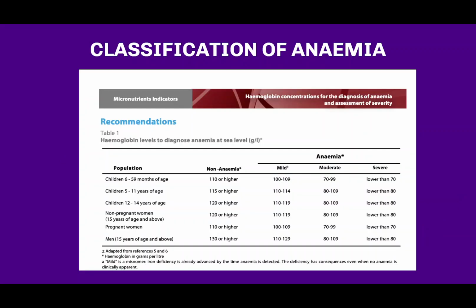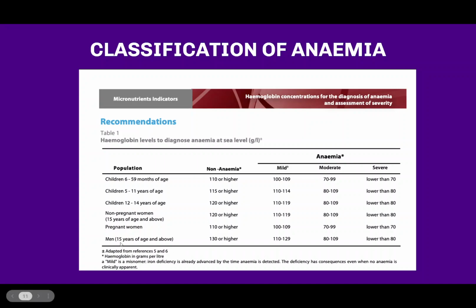So this is how we classify anemia. One way of classification of anemia is based on the severity. As I have mentioned before, WHO defines anemia based on age, gender, and physiological status. In this table, anemia can be divided into mild, moderate, and severe based on the level of HB. Please note here the HB unit is gram per liter, so it is quite different from gram per deciliter, which is usually used in our lab.